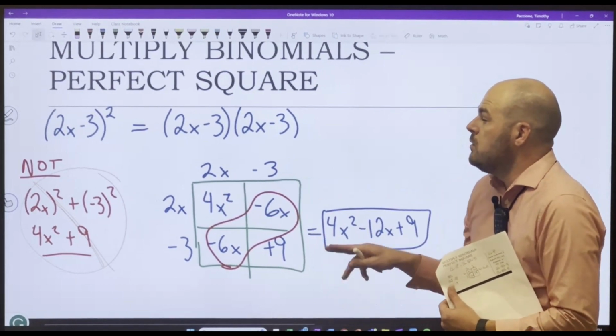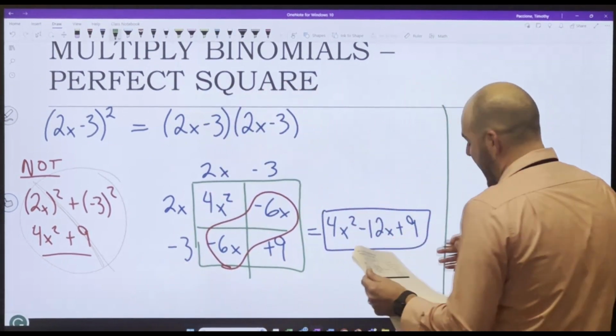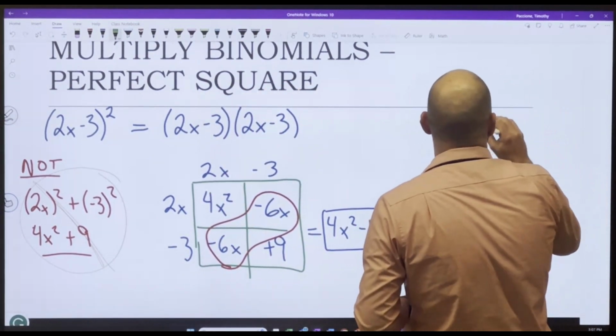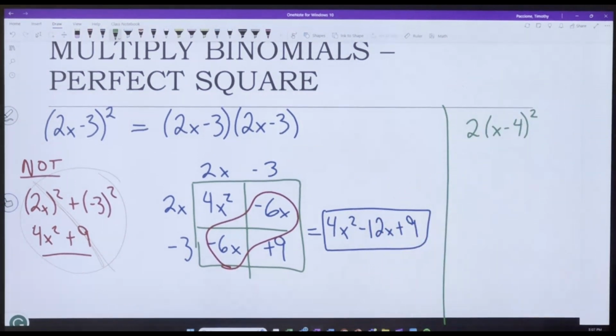Now, one other small example. What if I had 2 times x minus 4 squared? Could I distribute that 2? Yeah. You distribute the 2 to the x minus 4, and you leave the exponent outside, then you get the full answer.